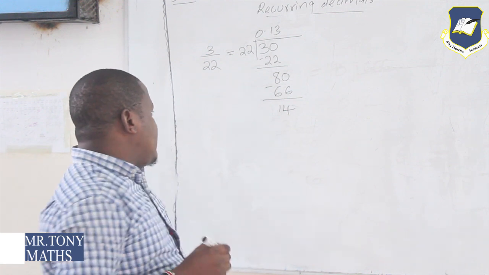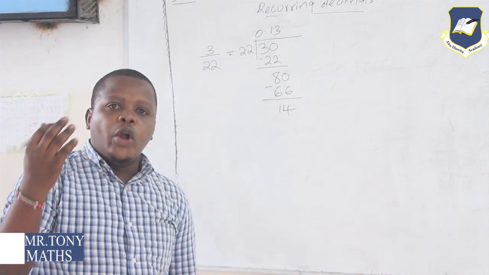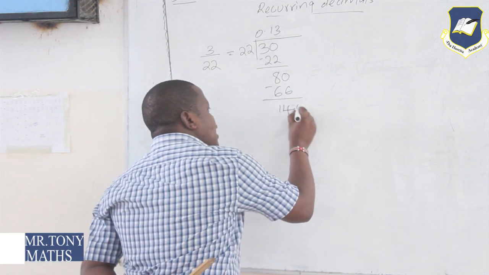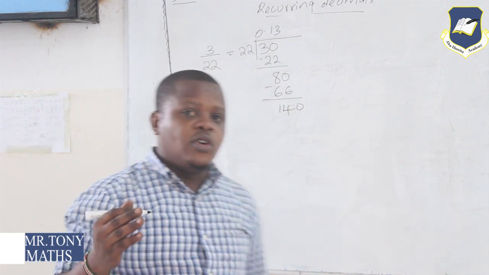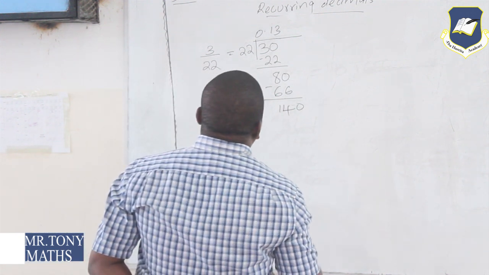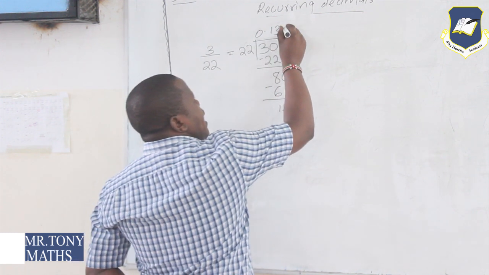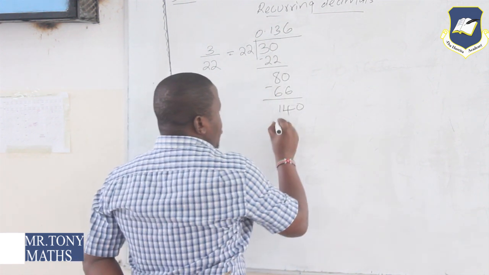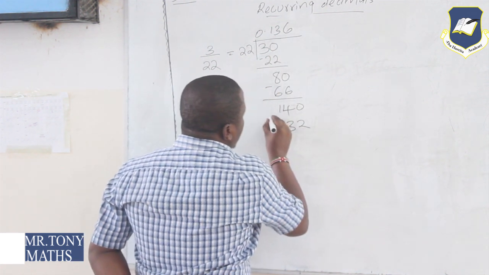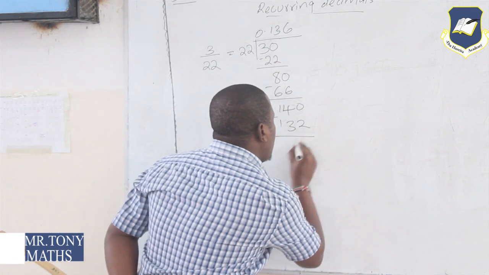You find out that now 22 would go into 14. What do you do? You add a 0 here. That becomes 140. Then you take 140 and divide it by 22. 22 would go into 140 6 times. That gives you 132. 140 subtract 132 will give you 8.